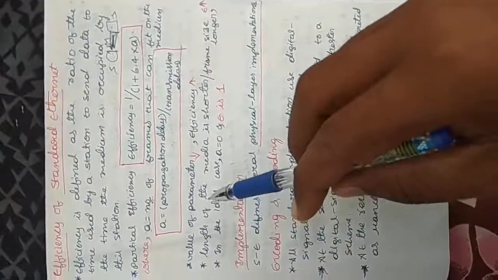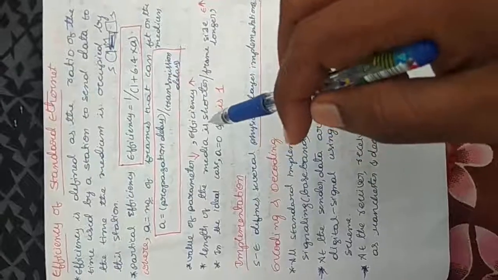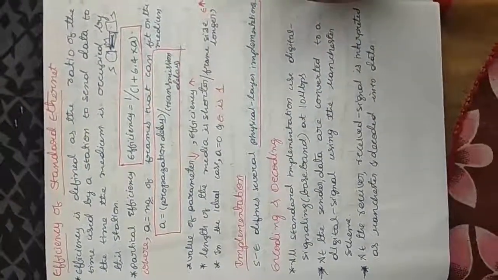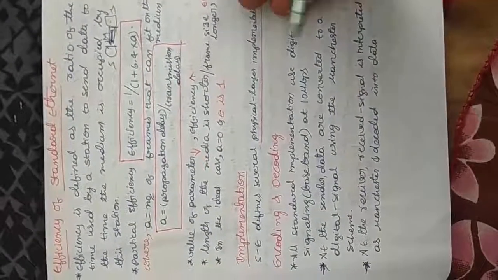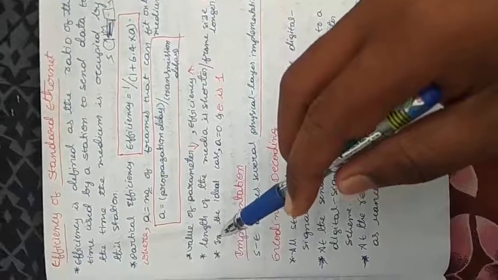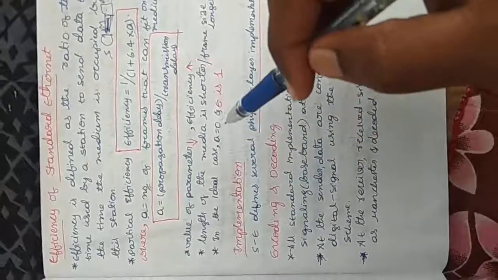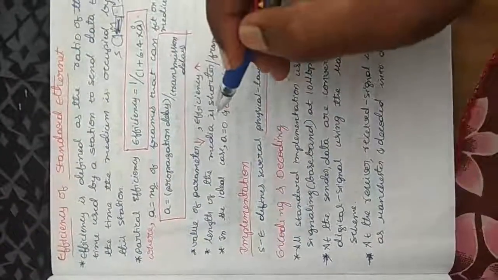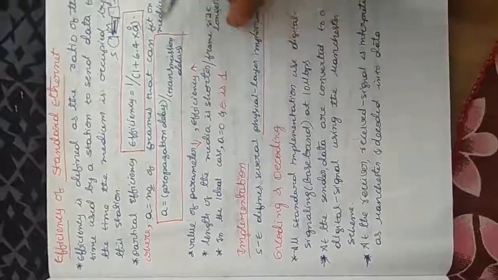Next, if the length of the media is shorter or the frame is larger, efficiency increases. In that case also the efficiency is going to increase. Next, in the ideal case A is equal to 0. Suppose A is equal to 0, it means the efficiency is 1.